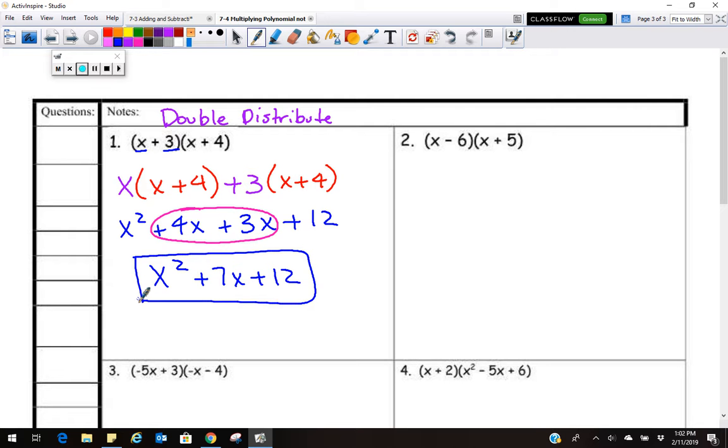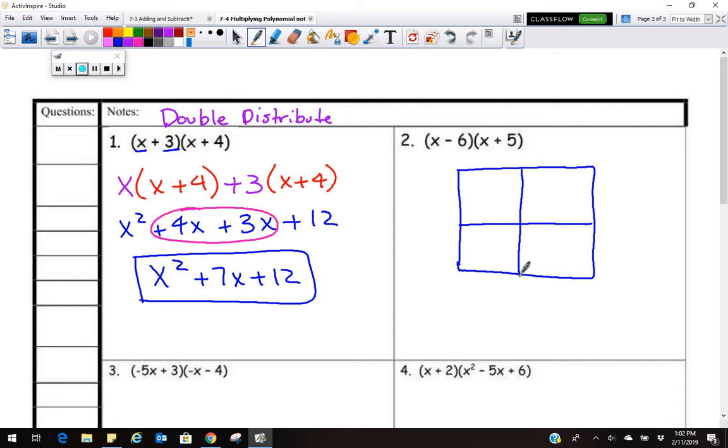Now I'm going to do a problem that's just like it, except I'm going to use the box method, which is kind of what we showed on the other side. I said you just draw it a little bit differently. I'm not going to make you draw in all of the little tiles. We're going to put the factors on the outside. So I'm going to put x minus 6 on the top and x plus 5 on the side. It doesn't really matter which one you put on the top and which one you put on the side, but make sure you include the negatives.